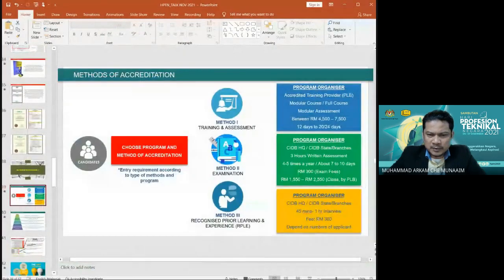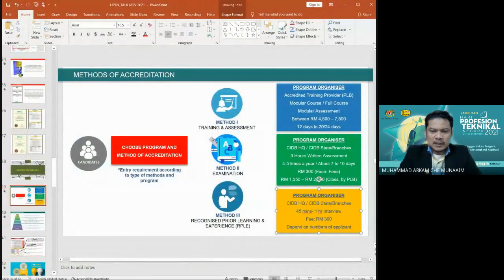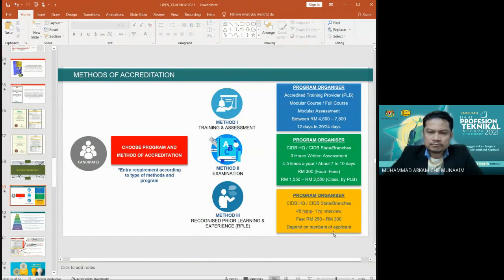Let me make a correction over here. RM 250 to 300, depending on the number of applicants. For the program organizer, CIDB does written assessment 4 times a year, about 3 to 7 days. The cost is an exam fee of 300, with classes by PLB. This class will be conducted by the training provider, PLB, not by CIDB.